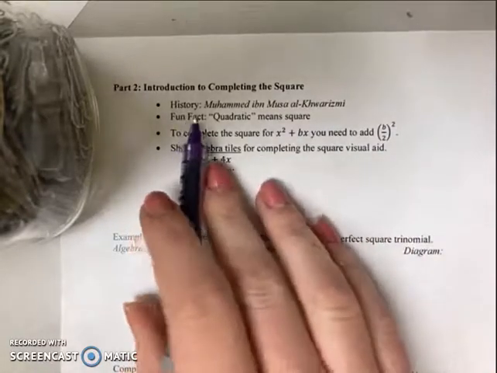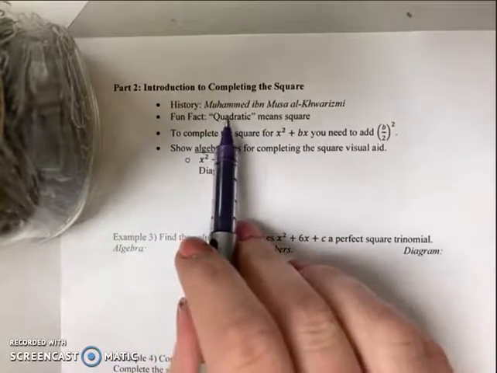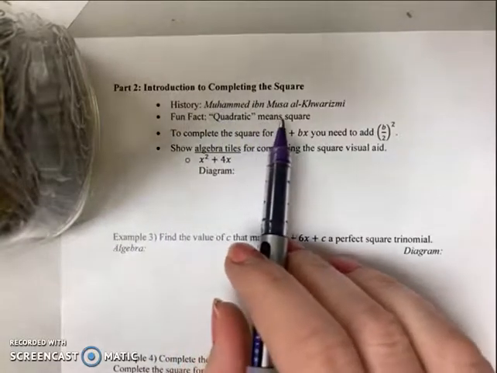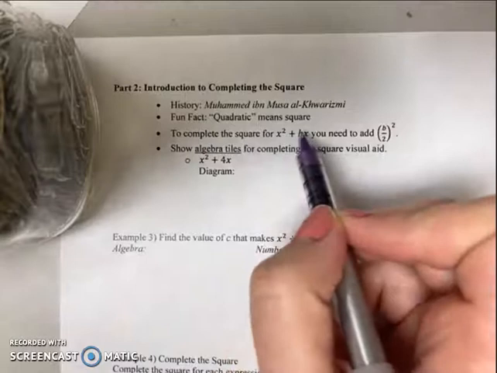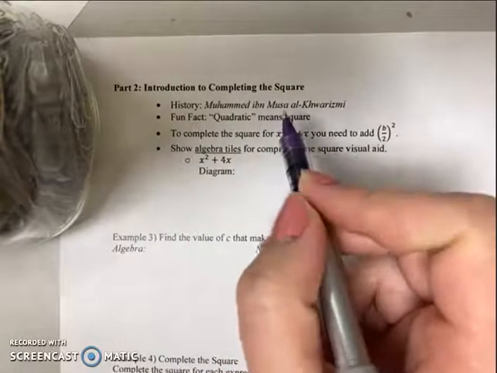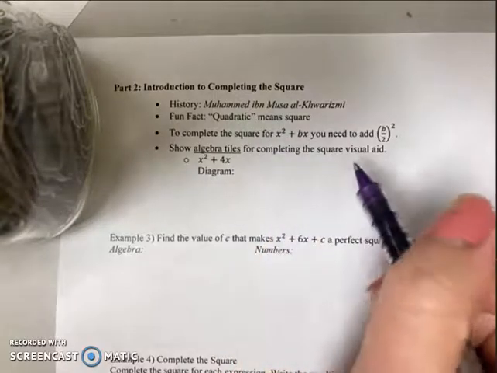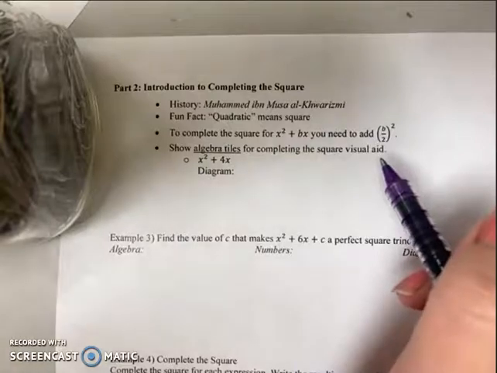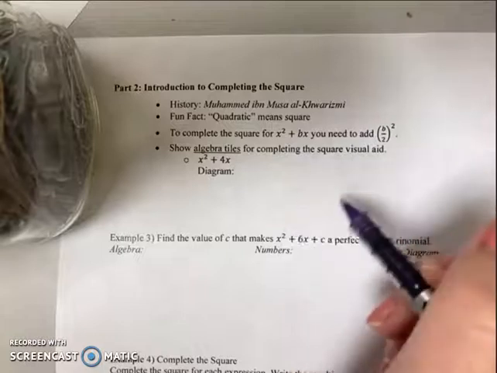So just a little bit of history. The person who found how to complete the square or developed this method was named Muhammad ibn Musa al-Khwarizmi. That's probably the best you're going to get out of me. And quadratic means square. So he used tiles to create a square and quite literally completed the square using this method. So you'll see what I'm talking about when I draw a diagram here in a second.